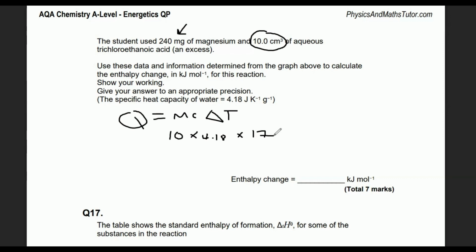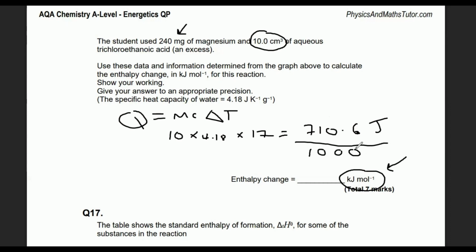So this equals, I believe, 710.6, and that is going to be joules. Okay, that is Q. Now, bearing in mind, we want kilojoules per mole. So I need to convert that first of all to kilojoules. So I'm going to divide by 1,000. That is going to give me kilojoules, and the kilojoules are 0.7106. I forgot the point. It's 0.7106.